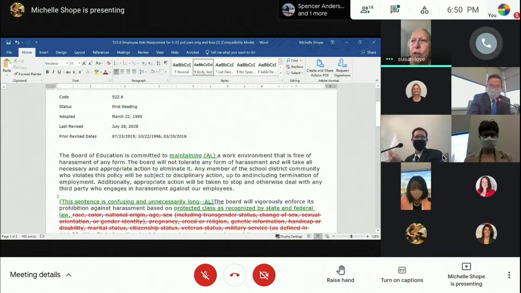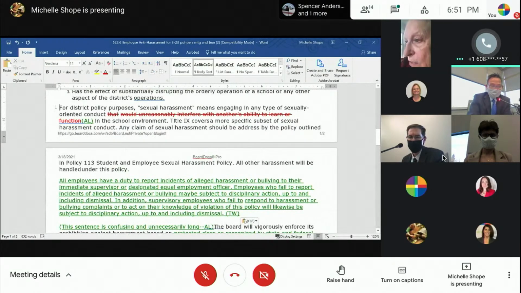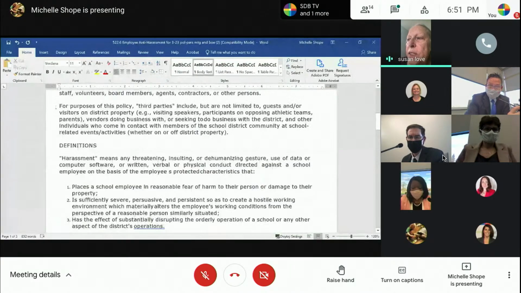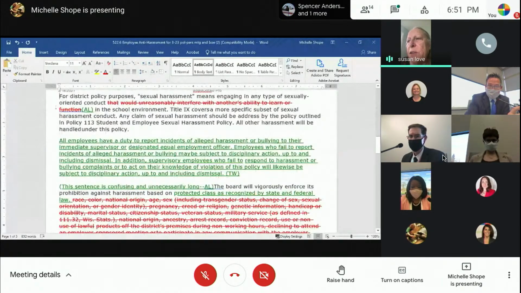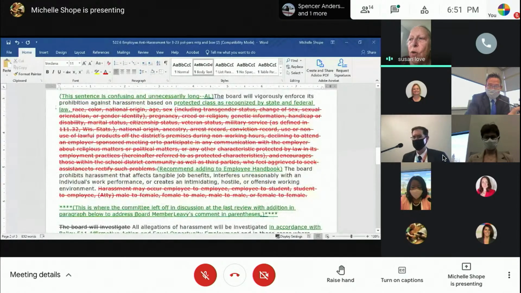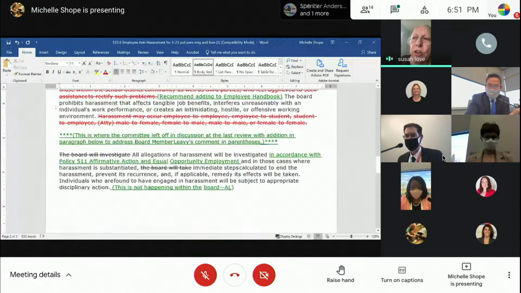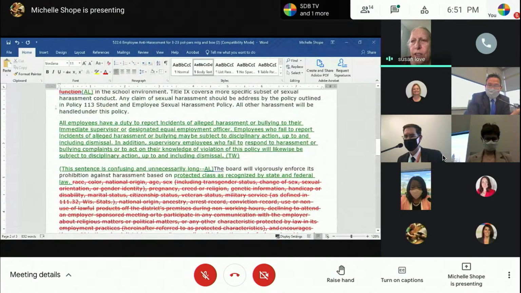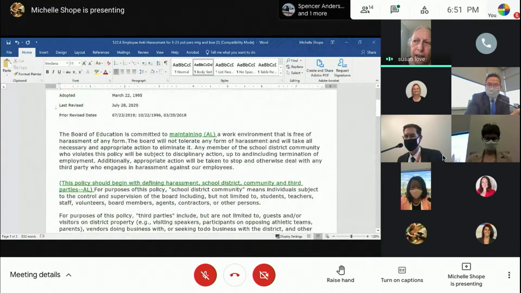So moving on, is that getting us to the end there, or are we getting in the last paragraph? For the district policy purposes. Yeah, for district policy purposes, that paragraph, if I can explain, that sexual harassment means engaging in any type of sexually oriented conduct that would unreasonably interfere with another's ability to learn or function. And the words that would unreasonably interfere have been eliminated.